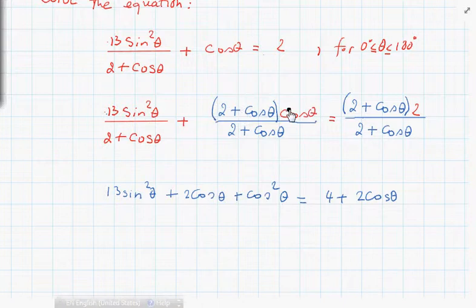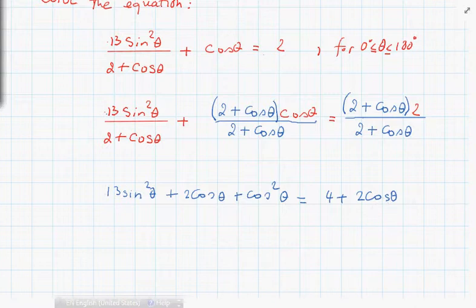Then I add them, and it's going to give me 13 sine to the power 2 plus 2 times cosine of theta, plus cosine to the power of 2 of theta. This is equal to 4 plus 2 cosine of theta. Why? Because if you add these on this side, they will be under this numerator, and if I cross multiply, the denominator will be cancelled out, so I will just have this result remaining.